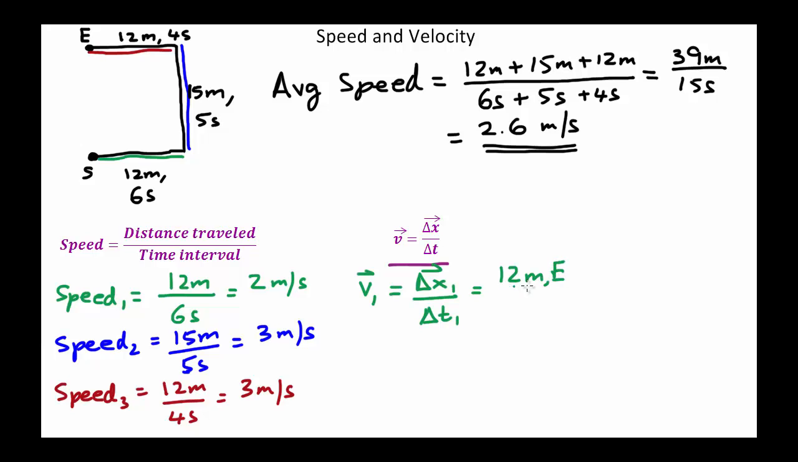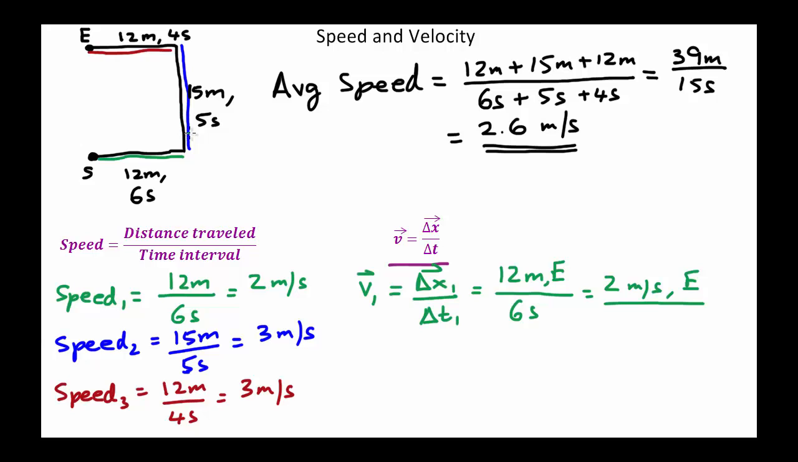That's made up of the magnitude 12 meters, direction east, and I divide that by the time 6 seconds, and that gives me 2 meters per second due east. There's my velocity for the first segment. You will note that the speed was 2 meters per second and the magnitude of velocity is also 2 meters per second. And that is true in this case because we traveled in a straight line. You will see in a minute that the magnitude of velocity and speed are not always the same.